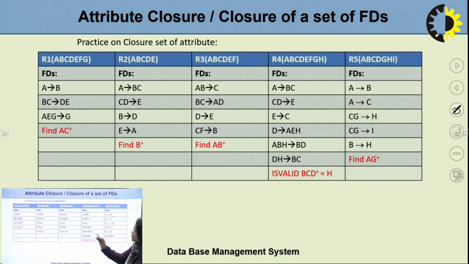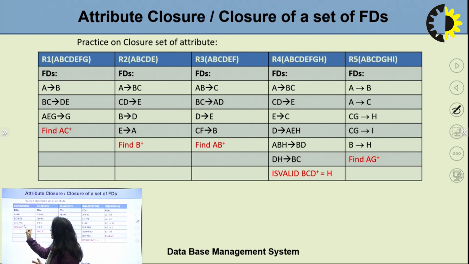Okay. So before that, we'll have some practice on closures of the attribute set, right? For this example, we need to find AC plus. What we have in our hand is AC, right? If we have AC in our hand, what other thing can we determine? We can determine B from this functional dependency. Yes. So now what do we have in our hand? A, B, C. If we have BC in our hand, we can determine DE. So what is this AC plus? A, B, C, D, E.